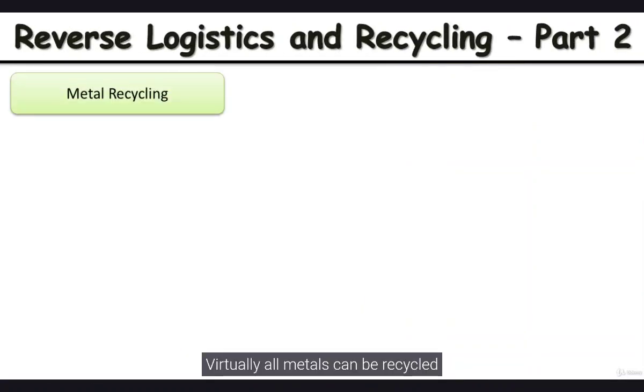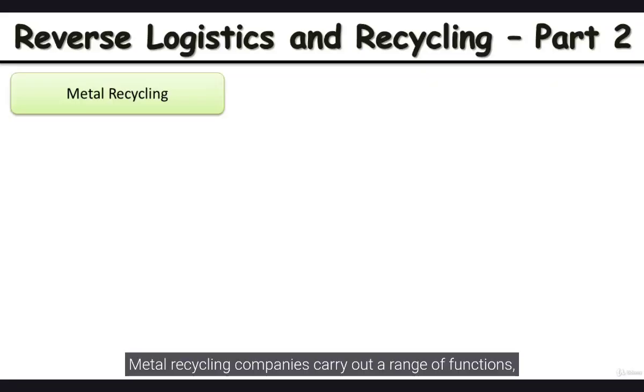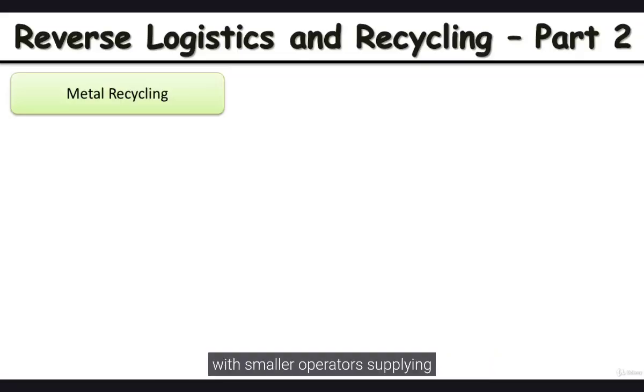Virtually all metals can be recycled into high-quality new metal. Scrap metals can be primarily recycled from packaging materials, vehicles, electrical and electronic products, batteries, and so forth. Metal recycling companies carry out a range of functions, often including several of the following activities, with smaller operators supplying partially or fully processed metals to larger operators and traders.